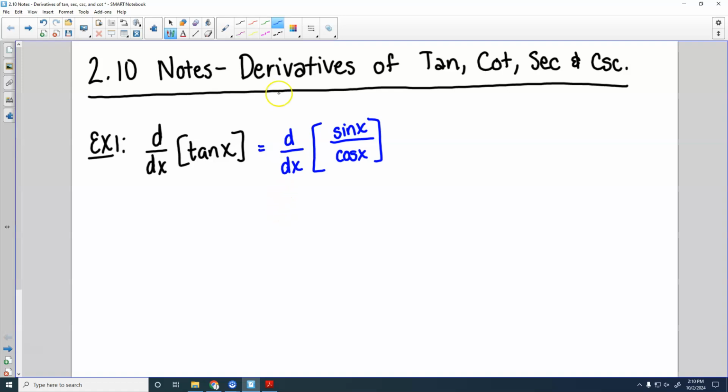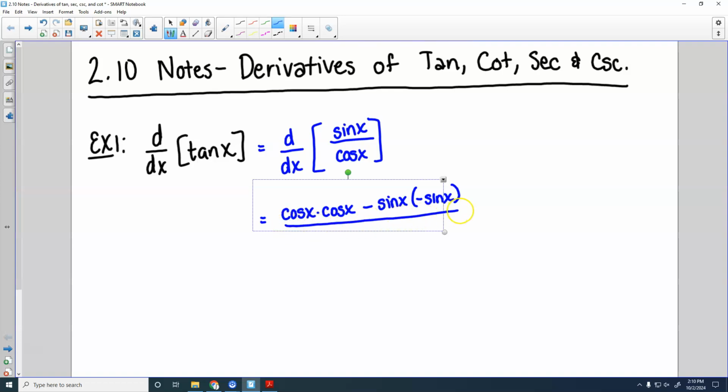So that would be cosine of x times the derivative of sine x, which is also cosine x, minus sine x times the derivative of cosine x, which is negative sine x. Make sure you use those parentheses there, because if you don't, you're going to have minus sine x, and it won't look like they're multiplied, but they are, all over cosine squared x.